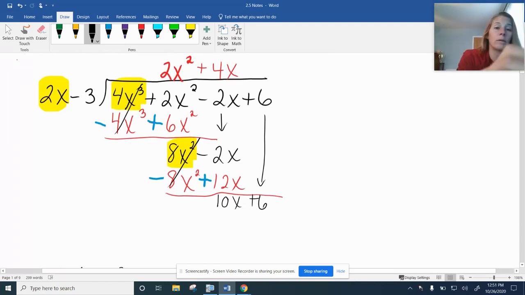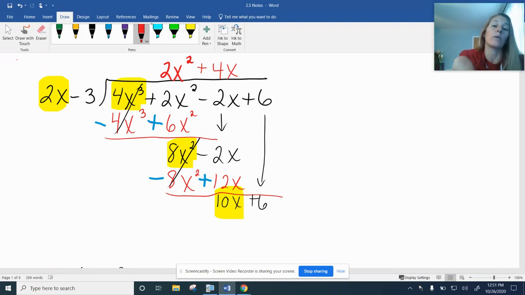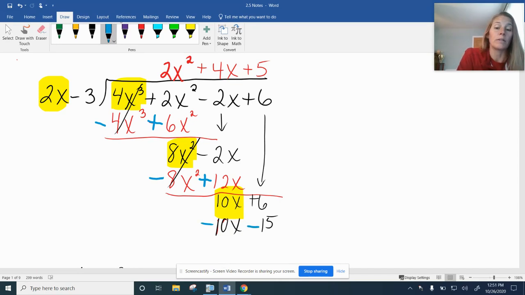So now I have one more step to do here because 2x can still fit into 10x, and I can do it by multiplying 2x by 5. And so now we're going to distribute, or multiply, that 5 to the 2x minus 3, getting me 10x minus 15. And now, of course, I would subtract each of these terms. When I subtract the -15, it becomes a positive. And then 6 and 15 would give me 21.